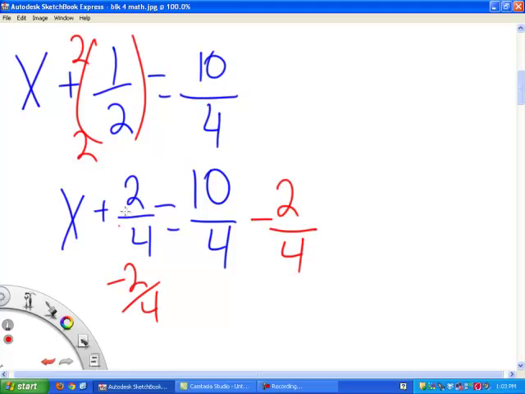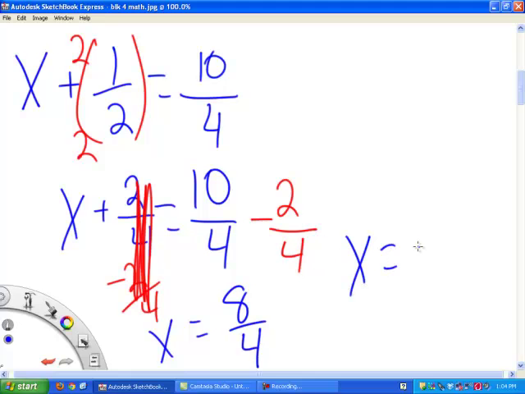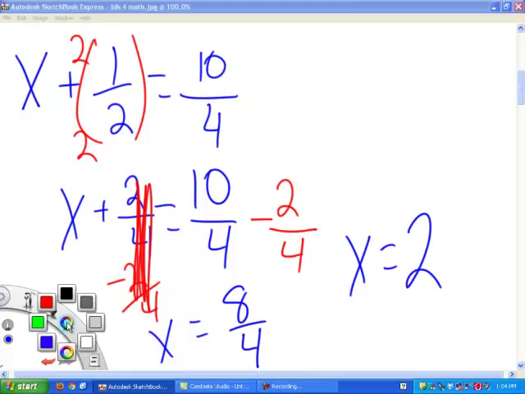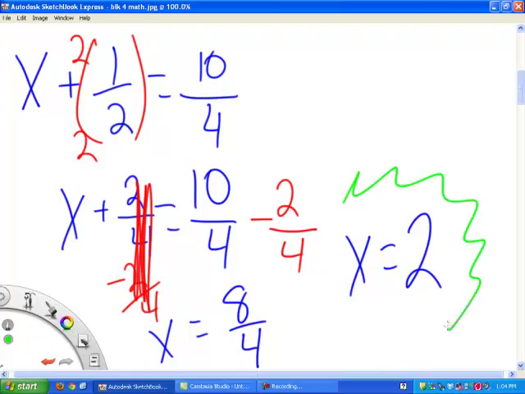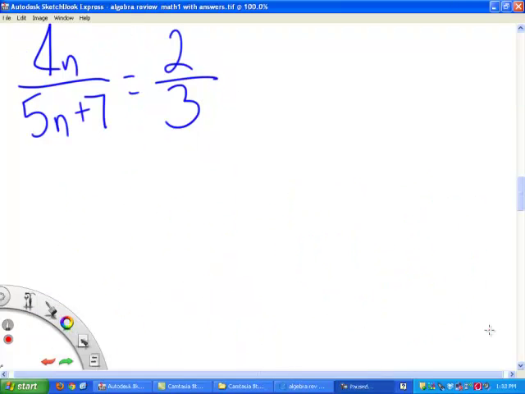And it's going to look a little like this. This, of course, is going to cancel out. And so I'll just bring this down some. So x is going to then equal 10 over 4 minus 2 over 4 is 8 over 4. And 8 over 4 simplifies to 2. So 2 is the answer.